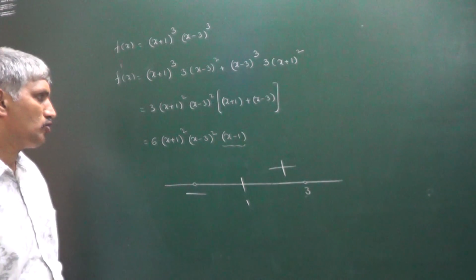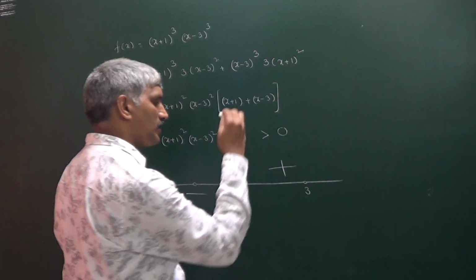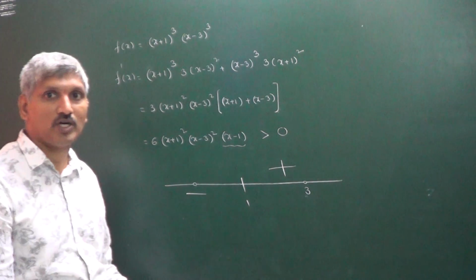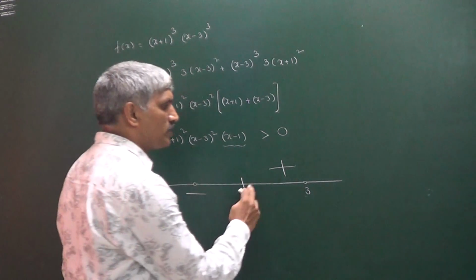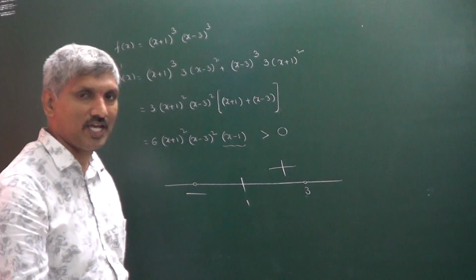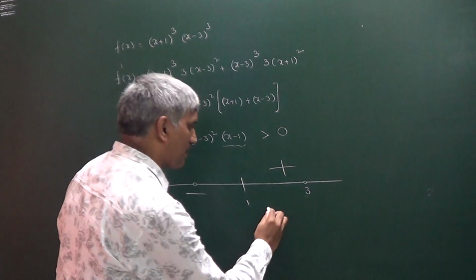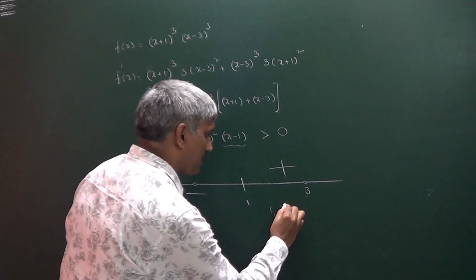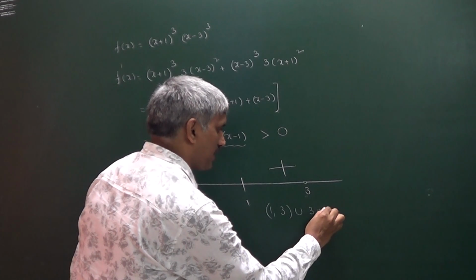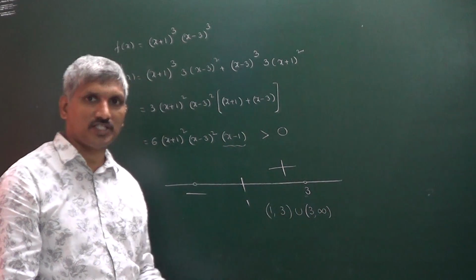For the function to be strictly increasing, f'(x) must be greater than 0. f'(x) greater than 0 means positive. Where is the positive sign? From 1 to infinity we have a positive sign, except at 3. At 3, f'(x) becomes 0. So that's why we can write (1, 3) union (3, infinity). In this interval the function is strictly increasing.